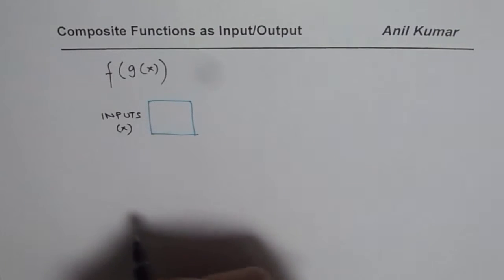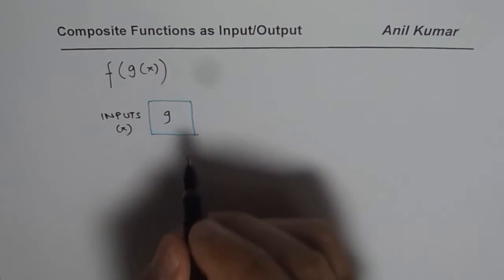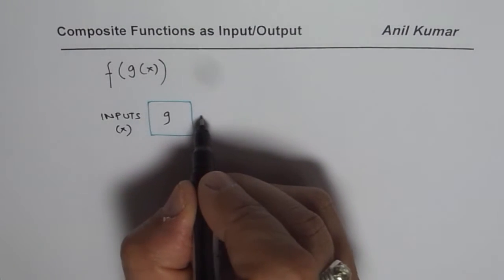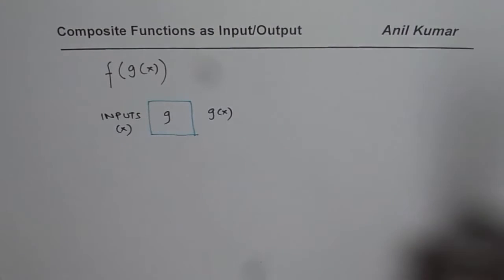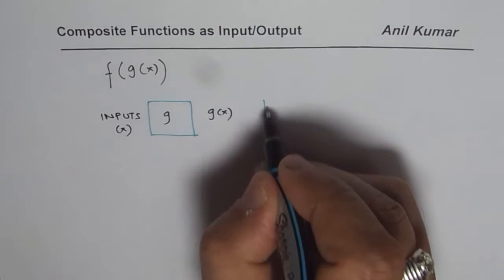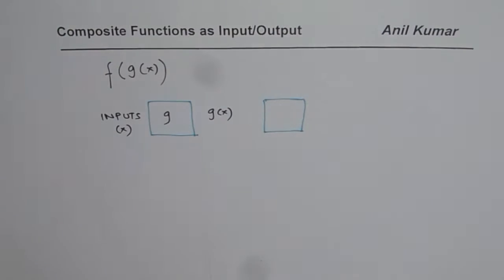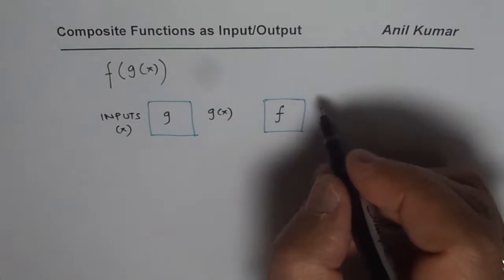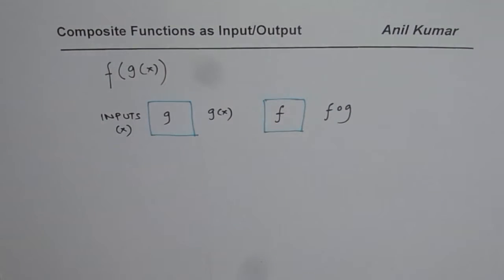which in this case is f, and on which this operation is performed, and the output which you get from here is g of x, right? And now on these outputs we perform the operation f, the second function's operation, the outer function, and the output which we get will be f of g, right? That is what we are saying.